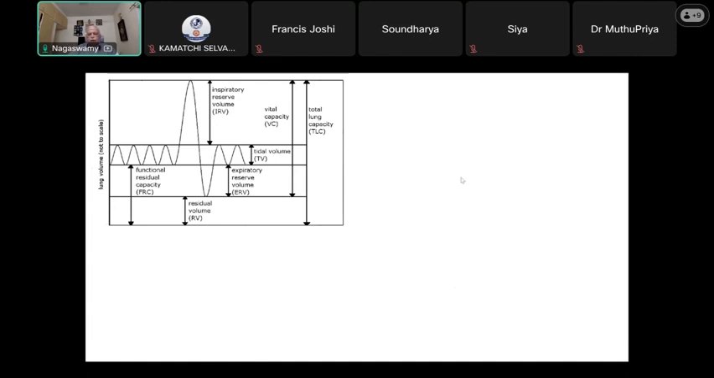And which capacity can be measured actually in the pulmonology lab or respiratory lab? Vital capacity. We can measure vital capacity. Very good. And then, can you measure functional residual capacity? No, sir. No? Who said no? Soundarya, sir. Soundarya. Okay. You cannot measure FRC? Okay. We'll see how it is.